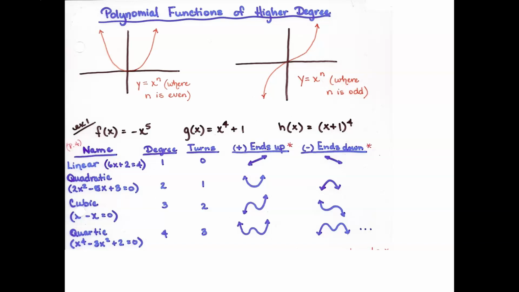If it has other things that come after it, that's going to affect it. But if it is just x to the exponent, then if it's even or odd, it's going to have that same shape. All right, so look at our first example.